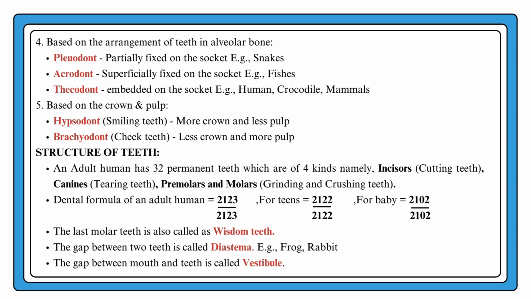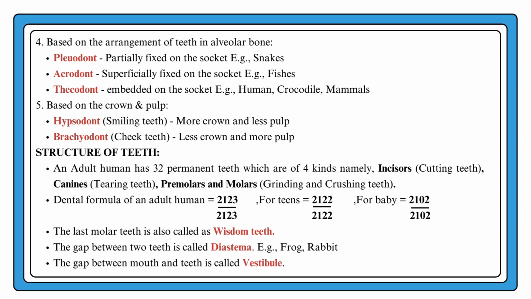Next we are going to learn about the structure of teeth. An adult human has 32 permanent teeth. As we already discussed, adult humans have 4 kinds of teeth, namely incisors, also known as cutting teeth, canines, also known as tearing teeth, premolars, and molars, also known as grinding and crushing teeth. The dental formula of an adult human is 2123 by 2123, which means on either side 2 upper incisors, 2 lower incisors, 1 upper canine, 1 lower canine, 2 upper premolars, 2 lower premolars, 3 upper molars, and 3 lower molars, which accounts for about 16 teeth on either side, so totally 32 teeth on both sides.